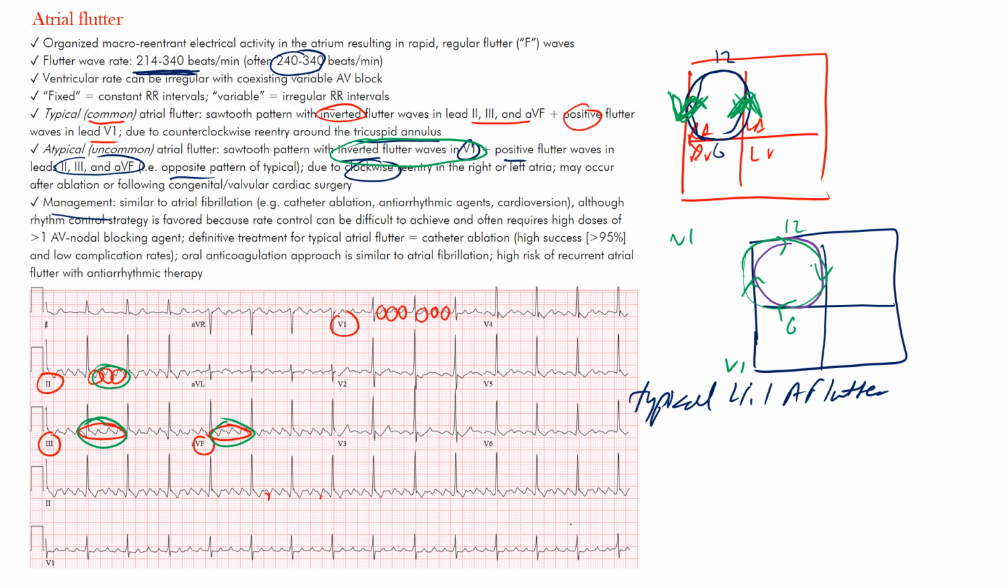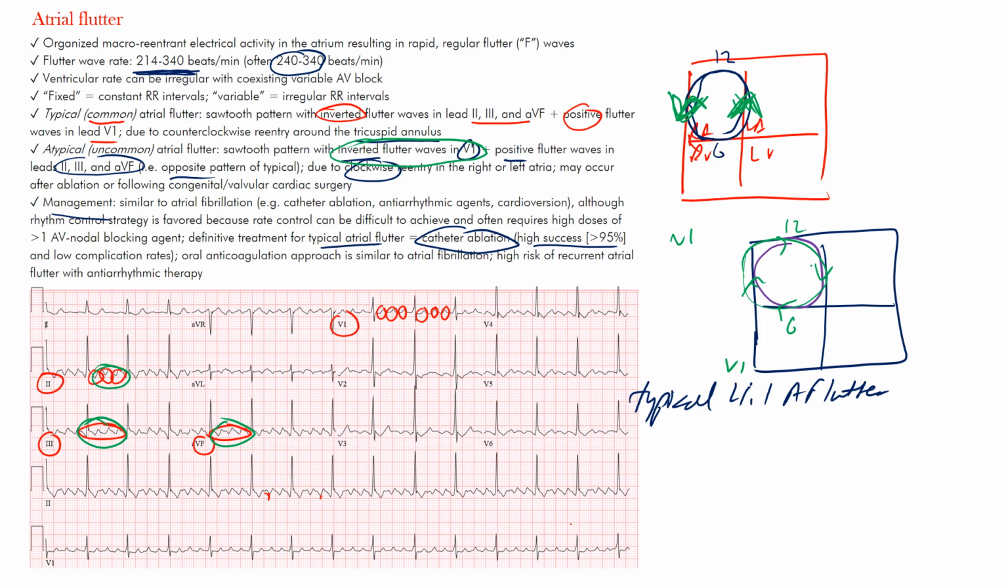The definitive treatment for typical atrial flutter is ablation, with a pretty high success rate and low complication rate. Now, the oral anticoagulation approach is similar to atrial fibrillation. These patients are at risk for stroke, so we want to anticoagulate them as well. There's also a high risk of recurrent atrial flutter with antiarrhythmic therapy.